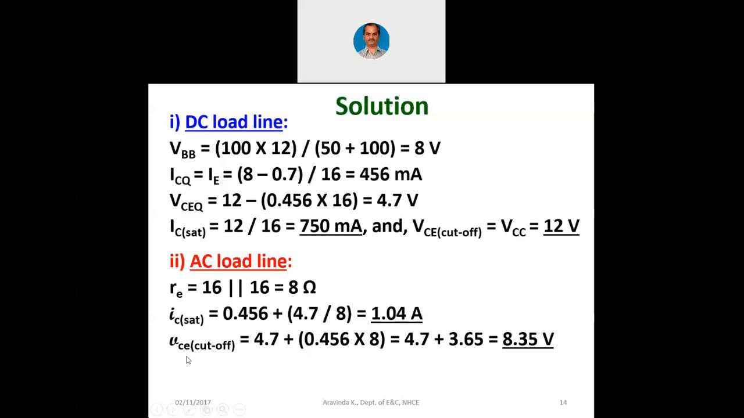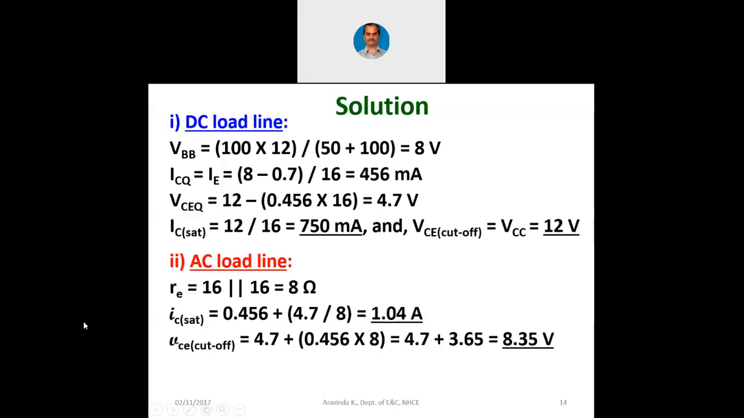That also we will see now. VCE cutoff is 4.7 plus 0.456 into 8, that is VCEQ plus ICQ into re. That you get around 4.7 plus 3.65, which is 8.35 volts. You can see 8.35 volts is less than 12 volts here.